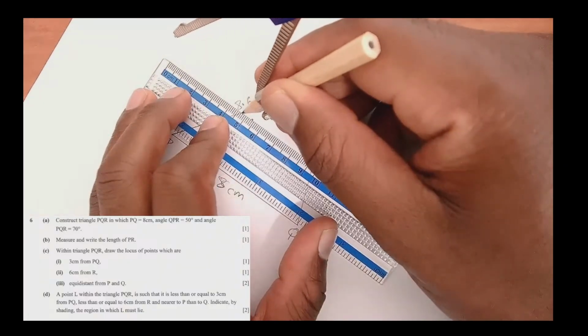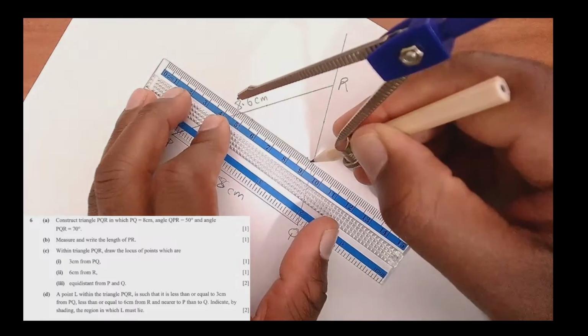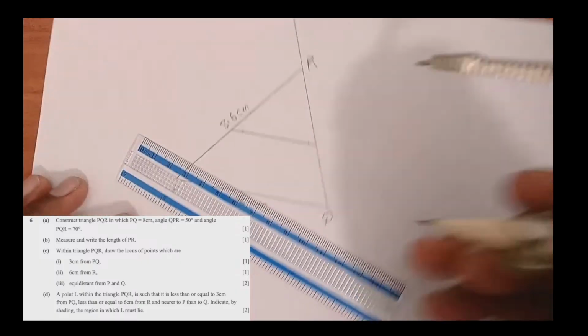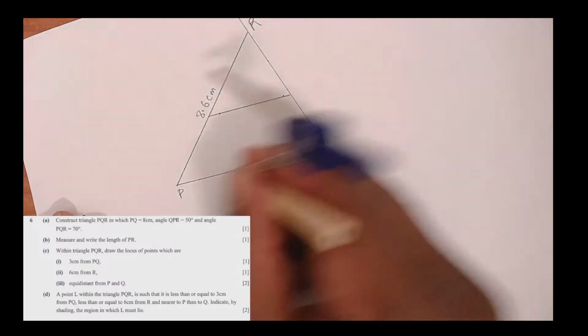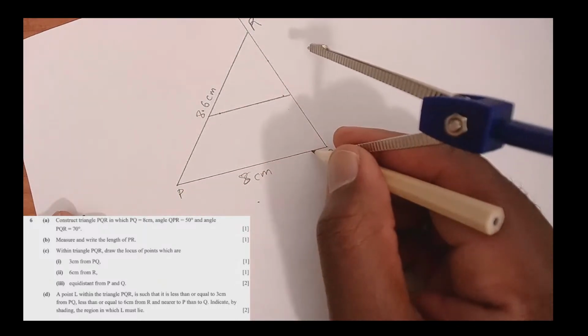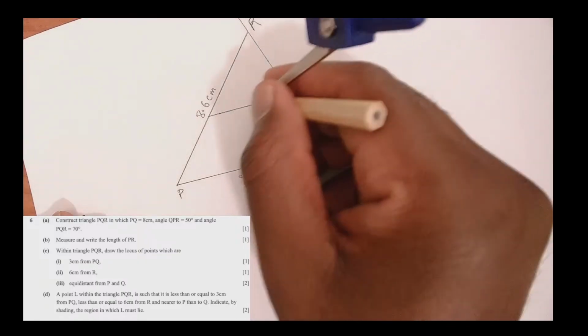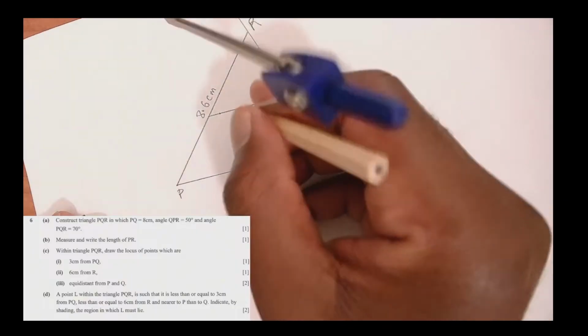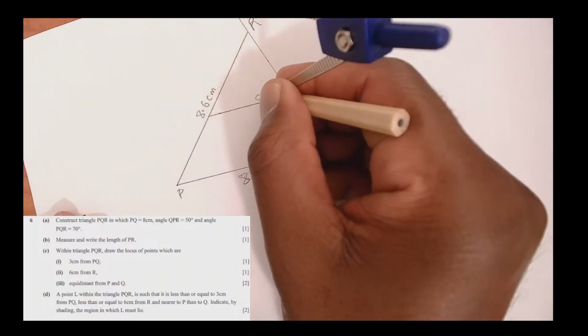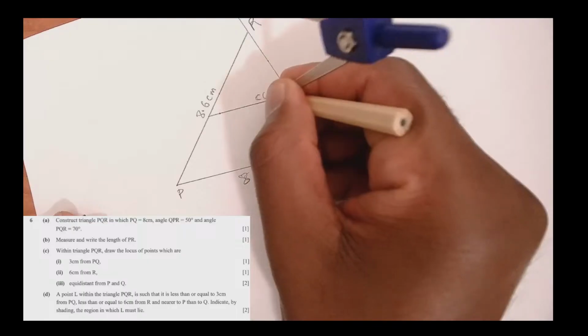So within the triangle, right? So I just draw like that. Okay. If I want, I can measure from PQ to a point here, perpendicular line, it should be 3 centimeters. So I can label this line as C1.